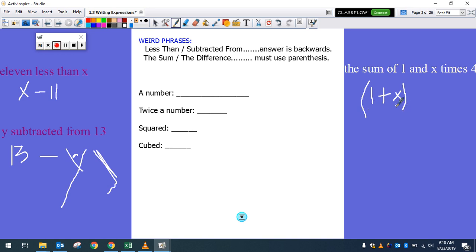So 1 and x are in parentheses. And then times, so there's my dot, 4. So that's how you would write the sum of 1 and x times 4.